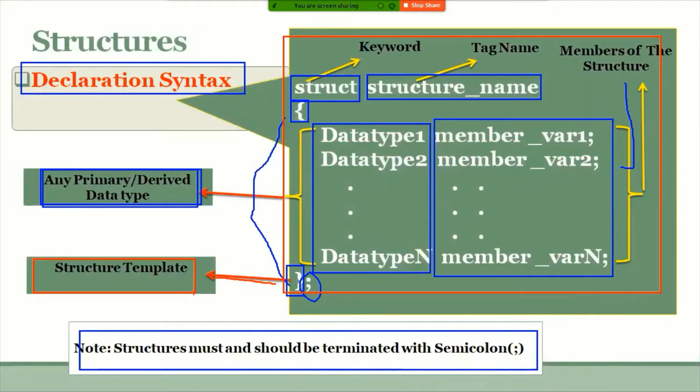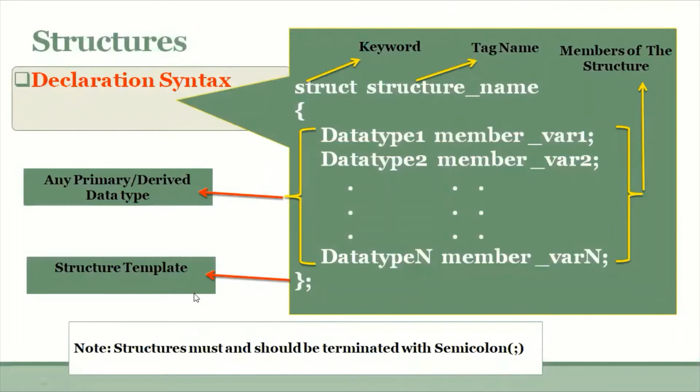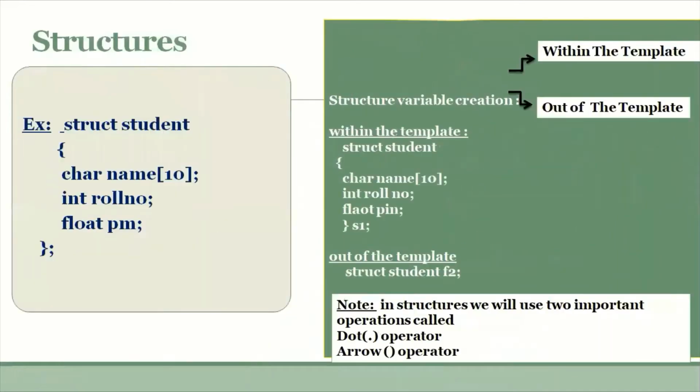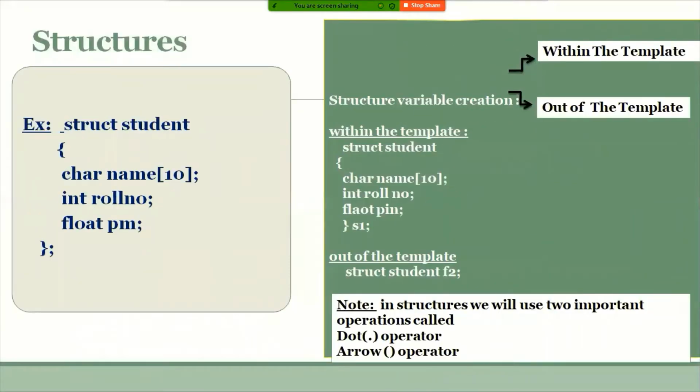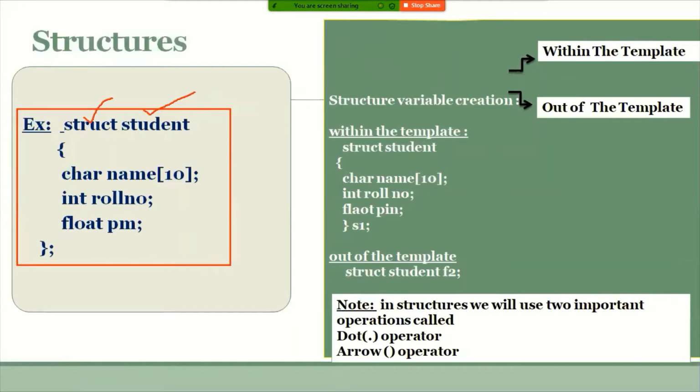That is about a structure declaration. So with the help of this structure declaration syntax, we can declare different structures. Now, the example is based on that particular syntax. So one student structure is declared. This is called the keyword, this is called the tag name, the student structure, and these are the members declared.